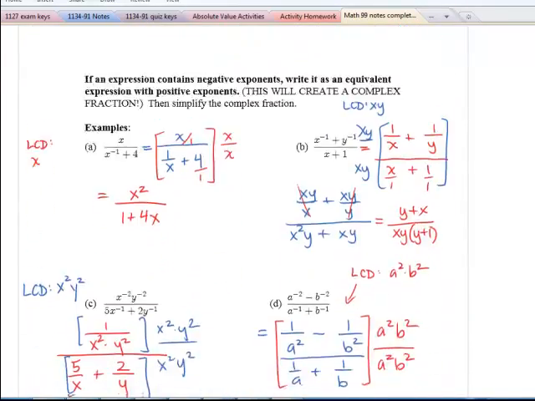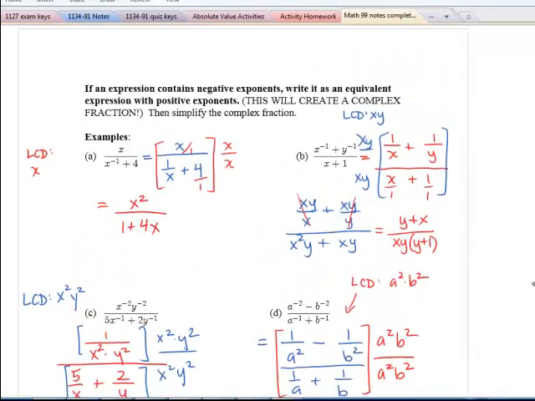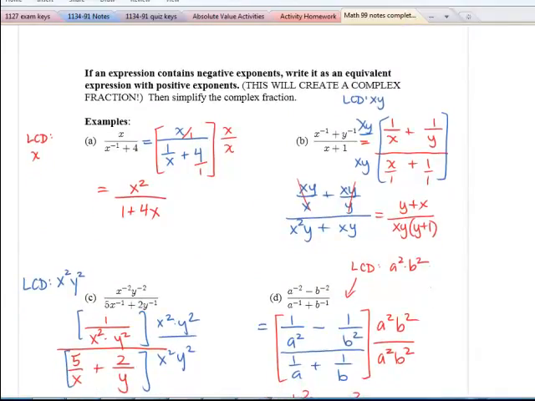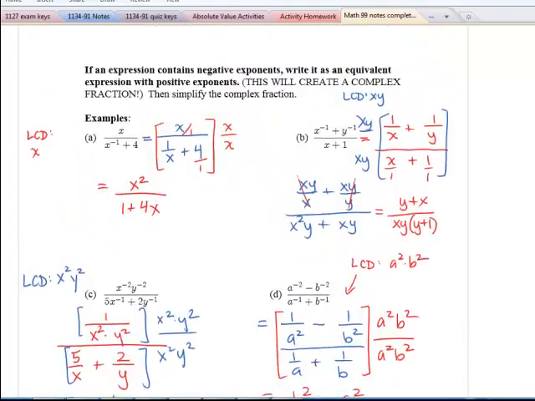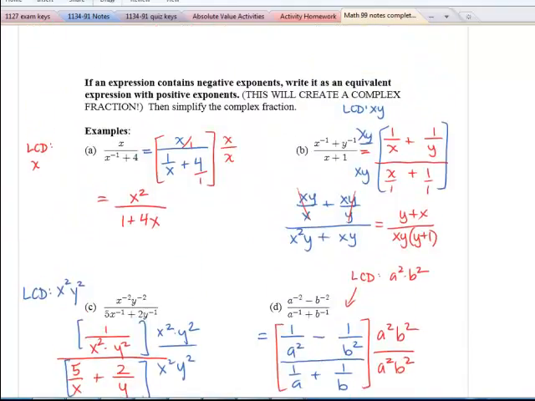There was also a mistake on the very end of this example on, let's see, what page is this? Page 3, part B. The very last thing I wrote down was a little bit off. Instead of what I wrote, that should be y plus x, and then the denominator factors as x times y times x plus 1 instead of x times y plus 1. So that's the correct version of that problem.